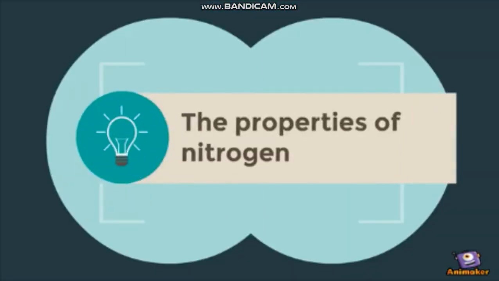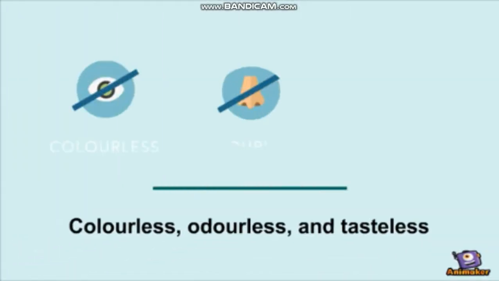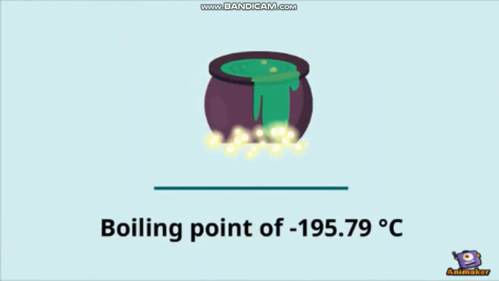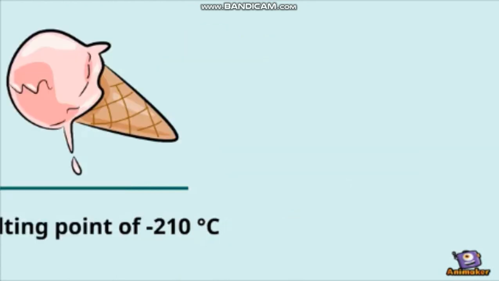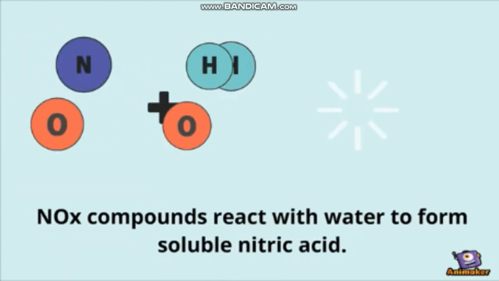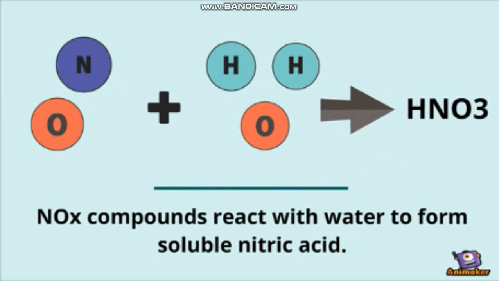Properties of nitrogen. Nitrogen is colorless, odorless, and tasteless. Nitrogen has a boiling point of negative 185.79 Celsius. It has a melting point of negative 210 degrees Celsius. Its nitrogen oxide compounds react with water to form soluble nitric acid.